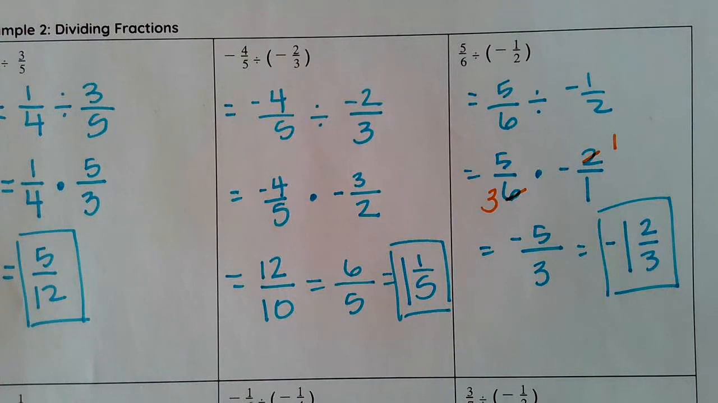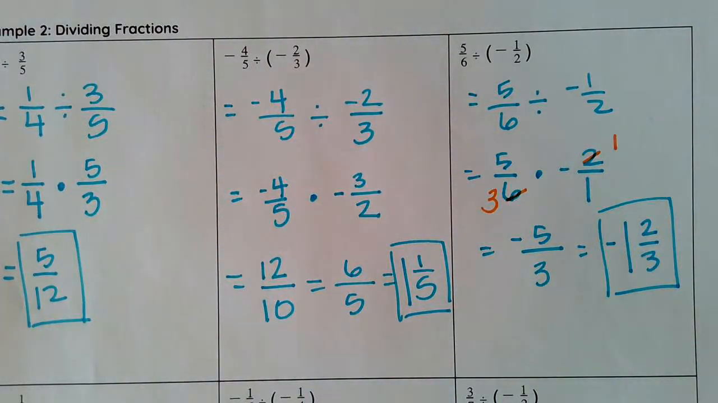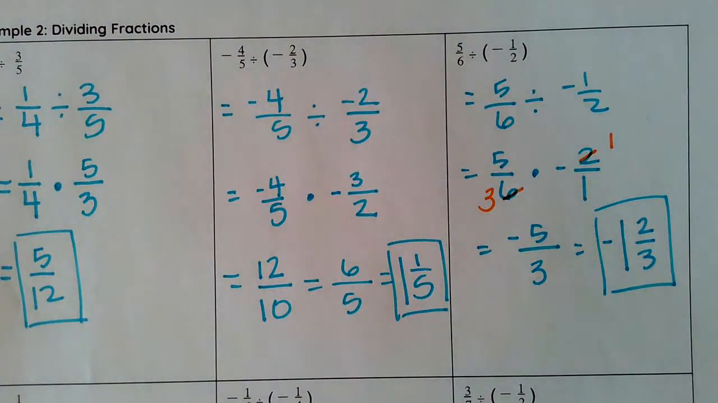And then also we remember those integer rules. If we're multiplying or dividing two positives or two negatives, we will get positive results. Whereas if we have one positive, one negative, we will get a negative result.